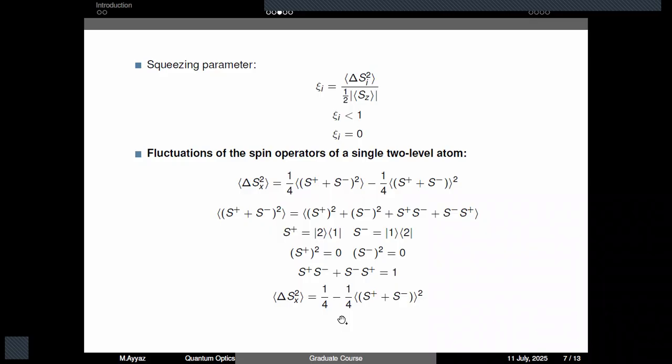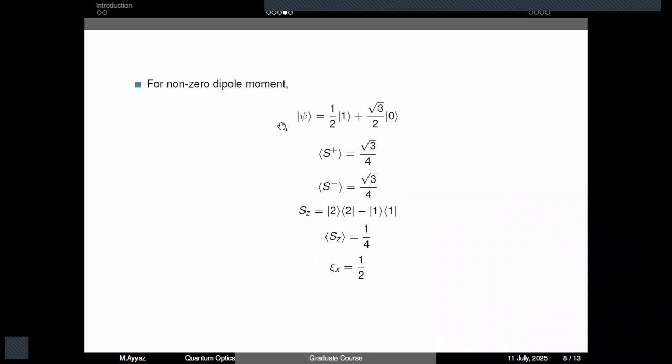So we have to prepare our two-level atom in such a state that we have a non-vanishing dipole moment. So let's try this state. We have a two-level atom in a superposed state of this kind, and we can see that this superposed state is not a maximal coherent state, as it has uneven probability amplitude. But it is in a superposition state.